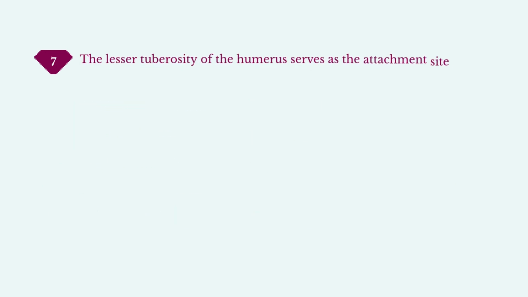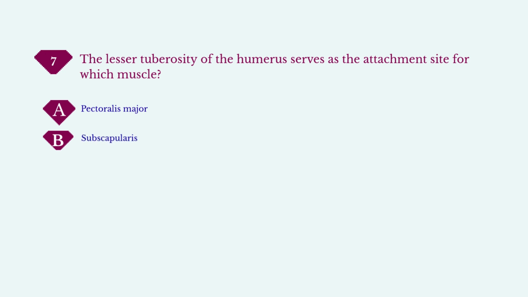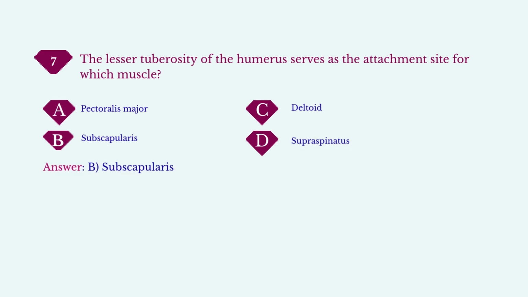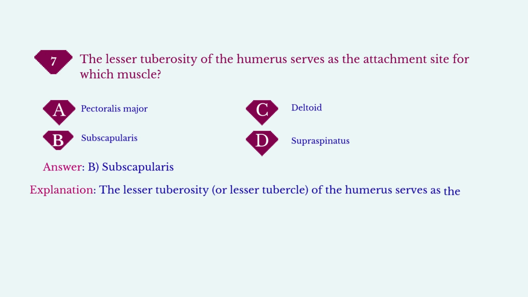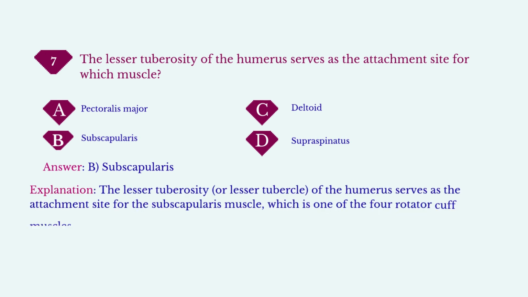The lesser tuberosity of the humerus serves as the attachment site for which muscle? A. Pectoralis major. B. Subscapularis. C. Deltoid. D. Supraspinatus. Answer: B. Subscapularis. Explanation: the lesser tuberosity, or lesser tubercle, of the humerus serves as the attachment site for the subscapularis muscle, which is one of the four rotator cuff muscles involved in shoulder movement and stabilization.